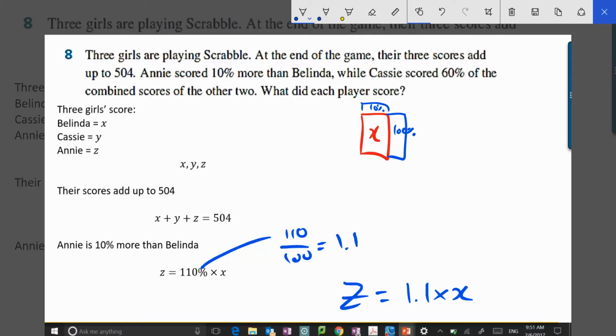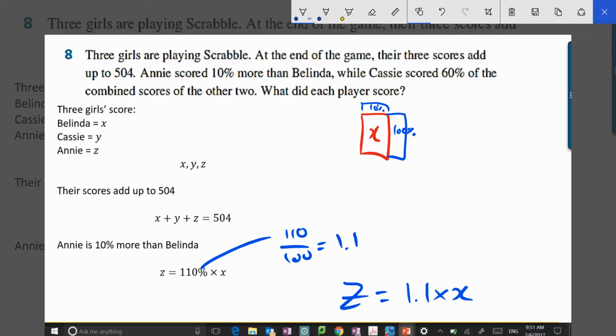Instead of thinking of it as, oh, I've got to find 10% of Belinda now, and then I've got to add that on to Belinda, that takes too much. If you actually just think about it, you're really just finding 110% of X, which is really 1.1 times X, and that should give you Z, which is Annie. That's from my first condition.